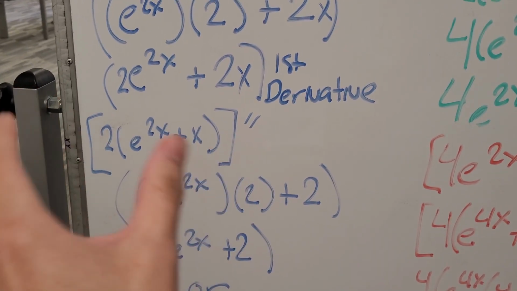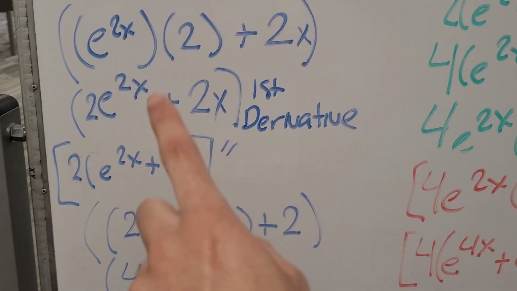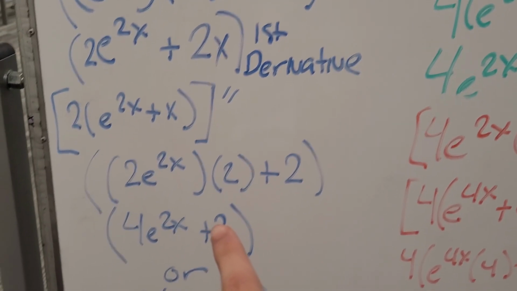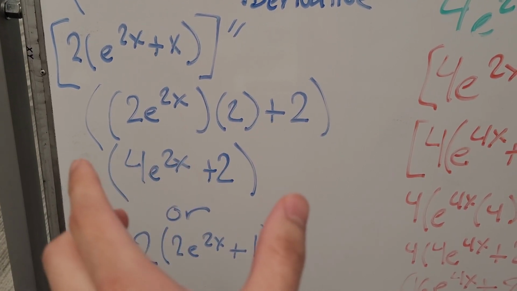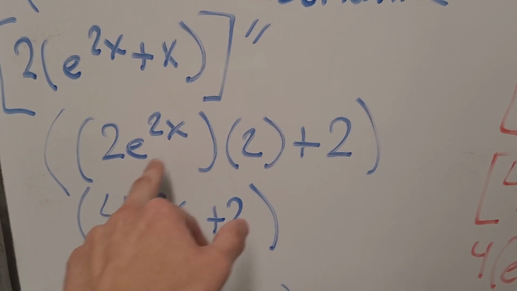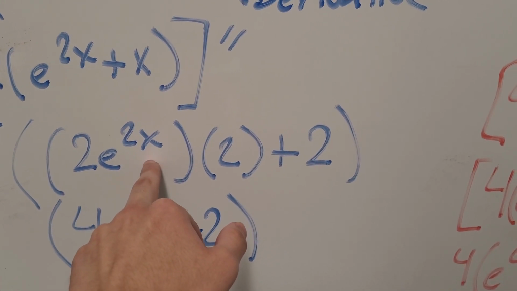But for this one, we haven't factored out the 2. So we're not looking at this, we're looking at this. And now we need to solve the derivative against this. So this is what we're solving for. We have all of this. We see that this 2e to the 2x is what we're going to need to derive.